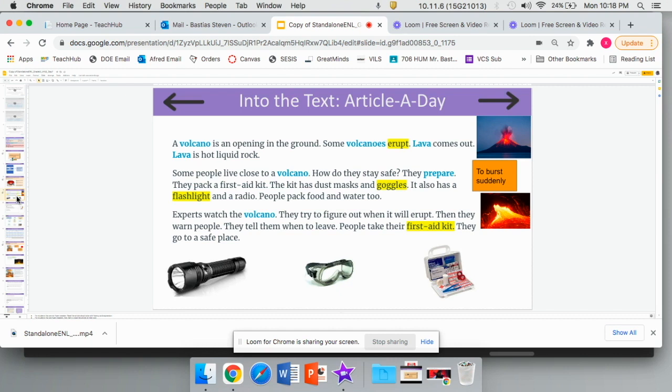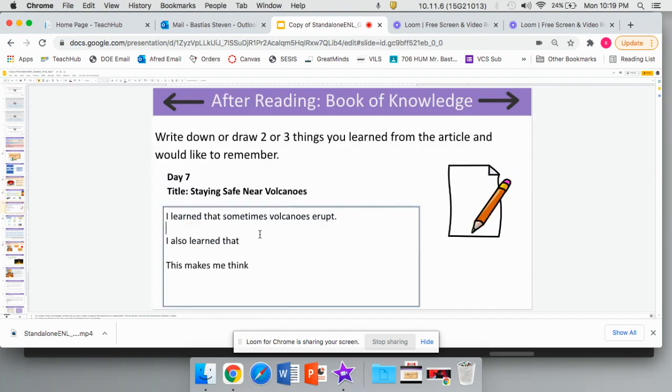Going back into the article to find something else I learned. Another thing I learned is that people that live near volcanoes prepare a first aid kit just in case of an emergency.